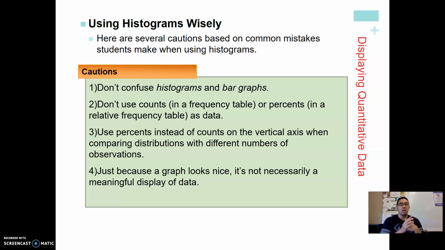Just because a graph looks nice doesn't mean it's necessarily a meaningful display of data. We went over this at the beginning of yesterday. We had a really nice looking graph which didn't have much meaning, okay? If you want me to go over examples of it, I can go over it during our time together.